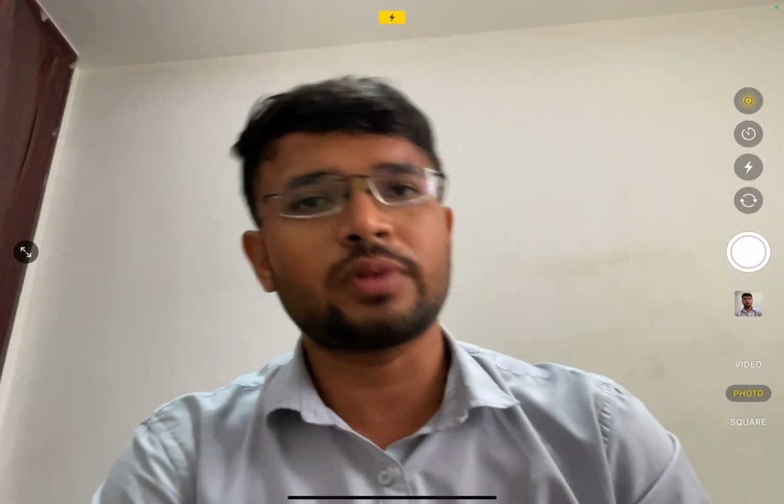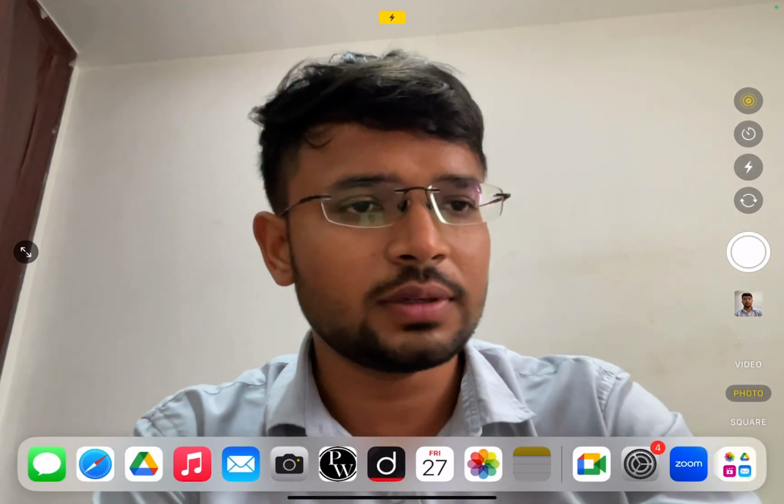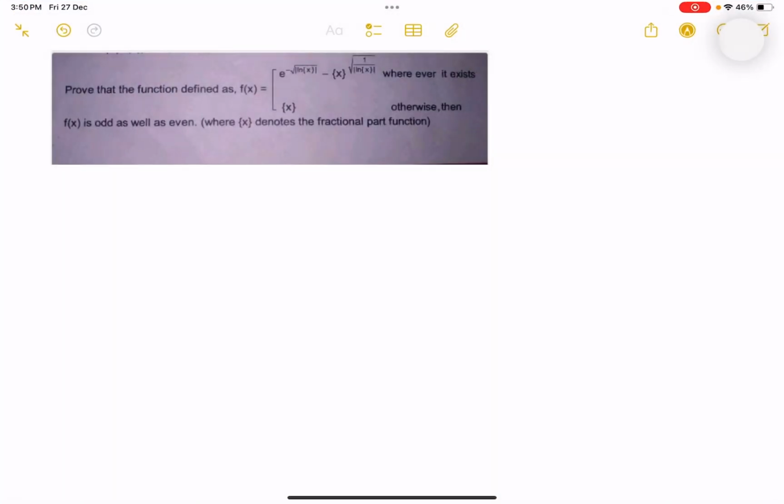Hello everyone. Today we are going to see a very important problem. That problem is based on function. So first let's see the question. The question is, if you see there is a function given and that function is a defined function. And we have to prove that this function is nothing but odd as well as even function.